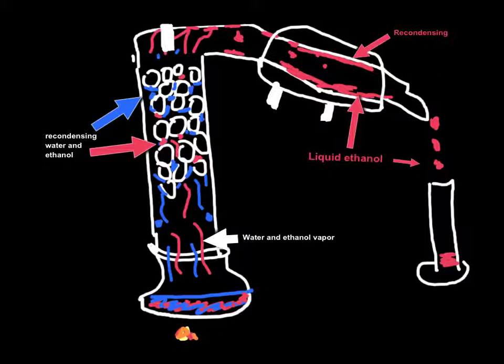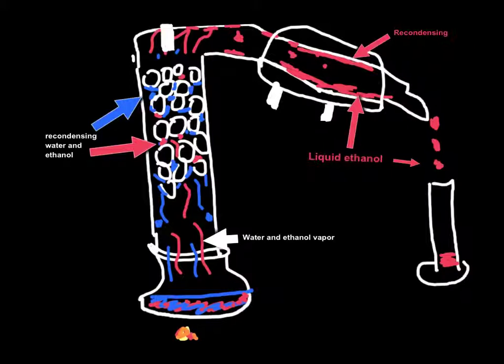Here we have an animation of fractional distillation. We have our mixture here. It's heated, it evaporizes, it passes through the fractionating column, it reaches the top, it proceeds to the condenser, where it recondenses, and the liquid is then collected in a graduated cylinder.